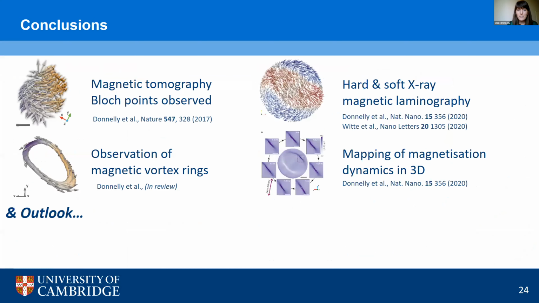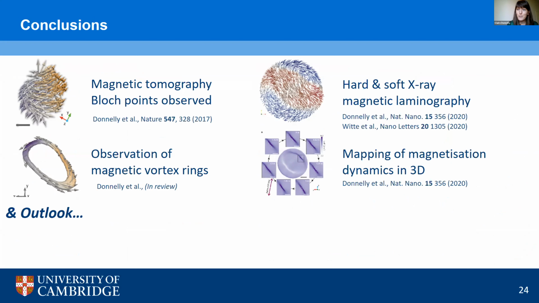And to conclude, I've talked to you today about our work on 3D magnetic imaging, developing magnetic tomography, our extension of this to laminography, which allowed us to map the magnetization dynamics in 3D. And most recently, our new method of analyzing our 3D magnetic datasets, which allowed us to observe magnetic vortex rings.